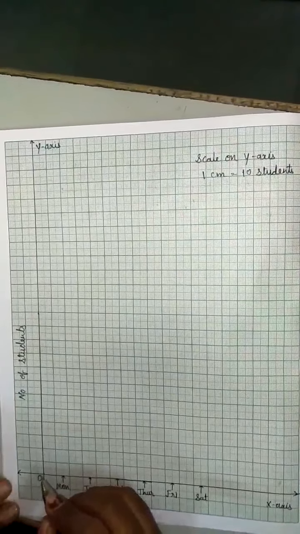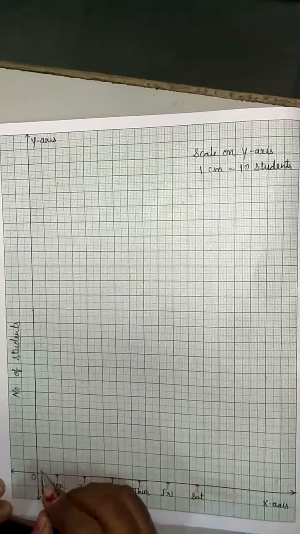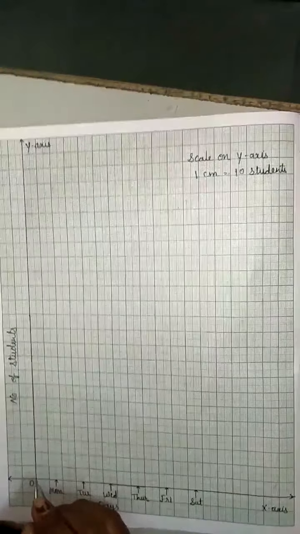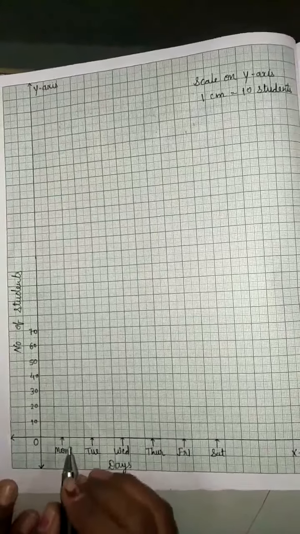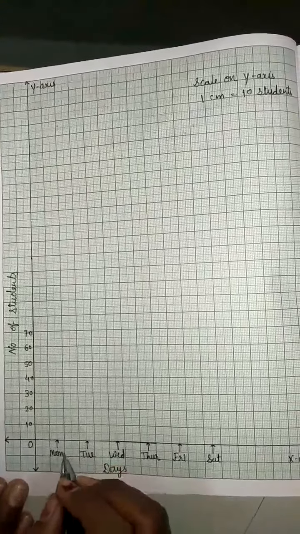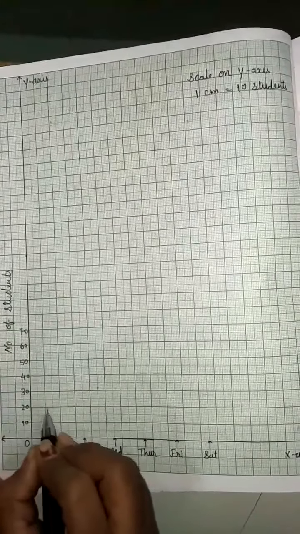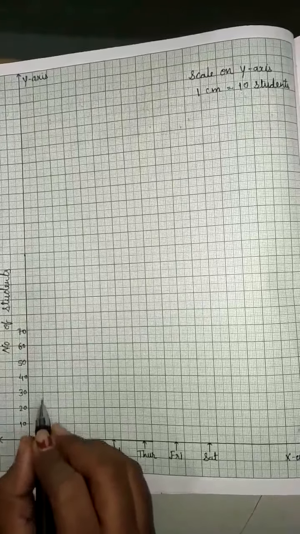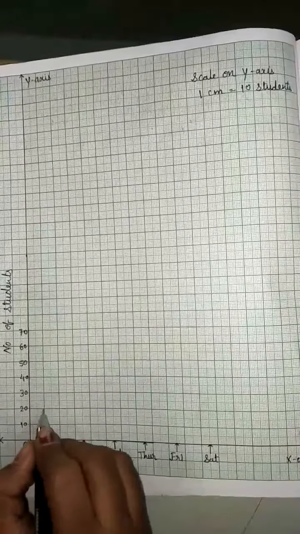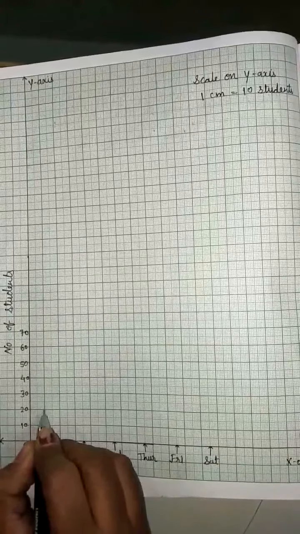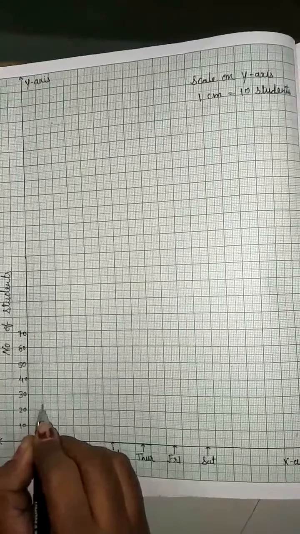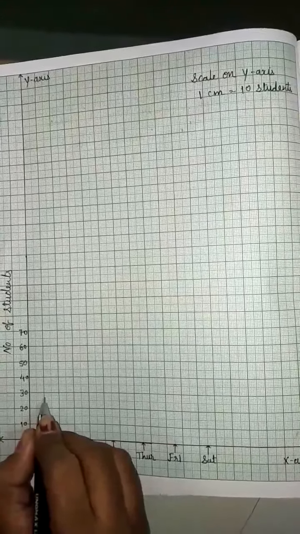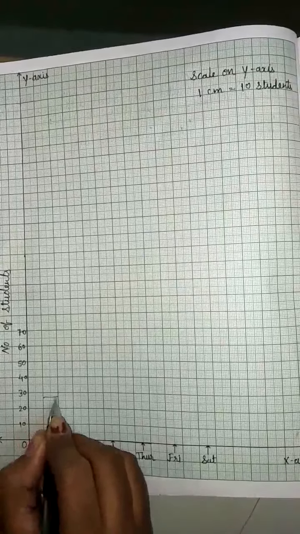As you know, on Monday 27 students visited the library. So students, as we have seen, 27 students visited the library on Monday. So here we'll look for 27. Here 20 is given and here 30, so the difference is 10 students. So we'll count one student per line: after 20 comes 21, 22, 23, 24, 25, 26, 27. So here comes 27, and here we'll draw our bar block.